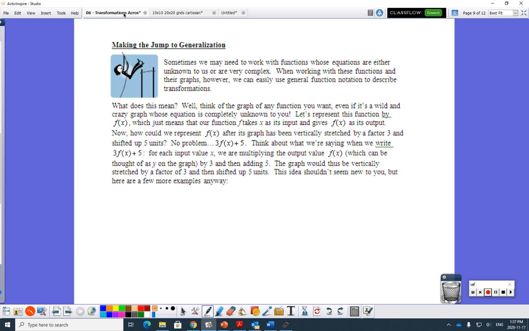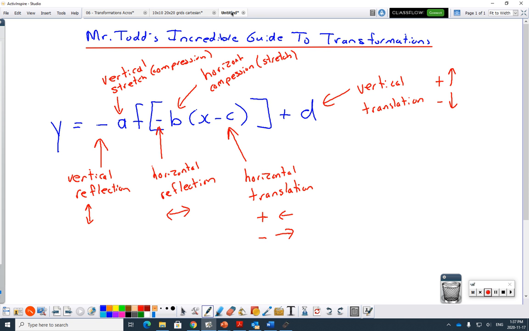Okay, I tried to handle this with my little chart, so this isn't a big deal. Sometimes we don't know what the function is, actually. We won't know the equation of the function, but we can still talk about its transformations. And that's what I was referring to here. I can talk about vertical stretches, compressions, translation, all that stuff, without actually knowing what function I'm talking about yet.